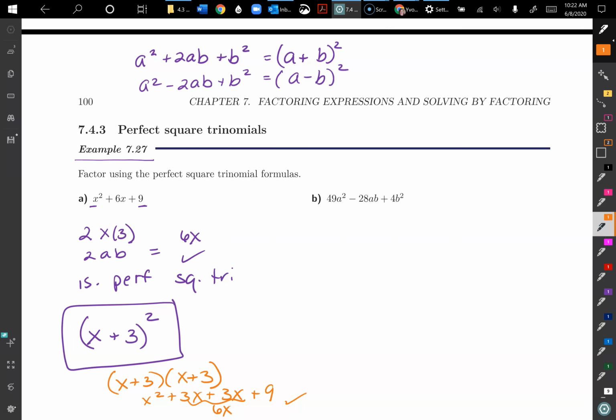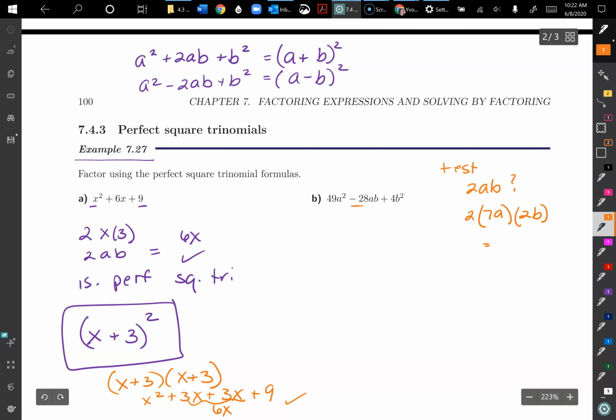Now this next one, part B, same idea, except we have a subtract in the middle there. So we have to account for that. And again, we're going to test it first. What is 2ab? Okay, we have 2. A is 7a. That's the square root of the first term. Square root of the last term would be 2b.